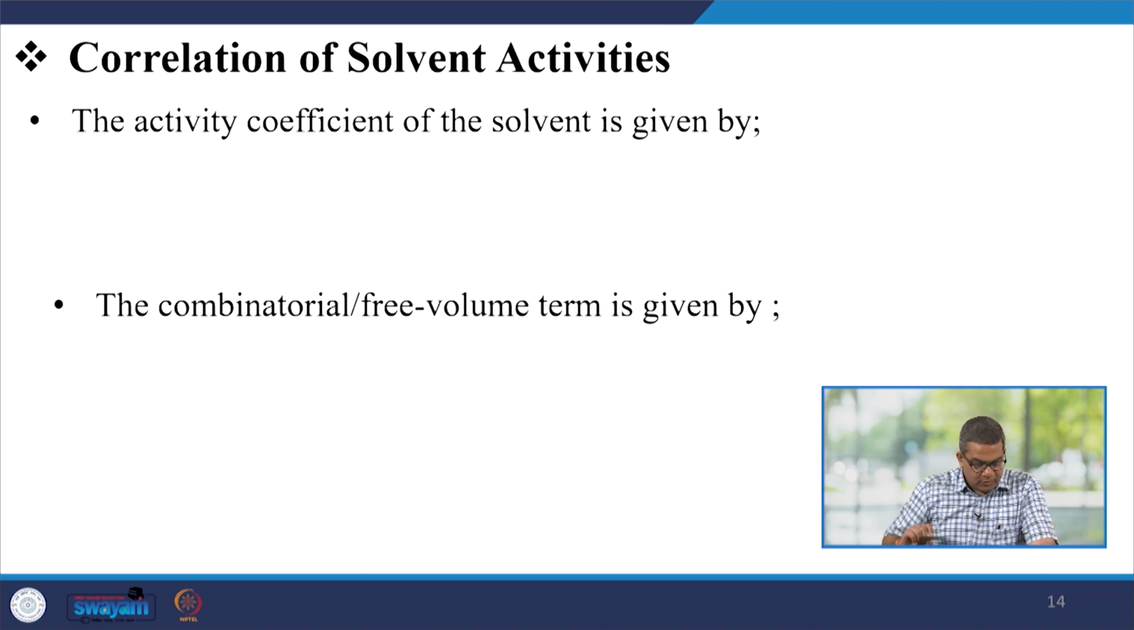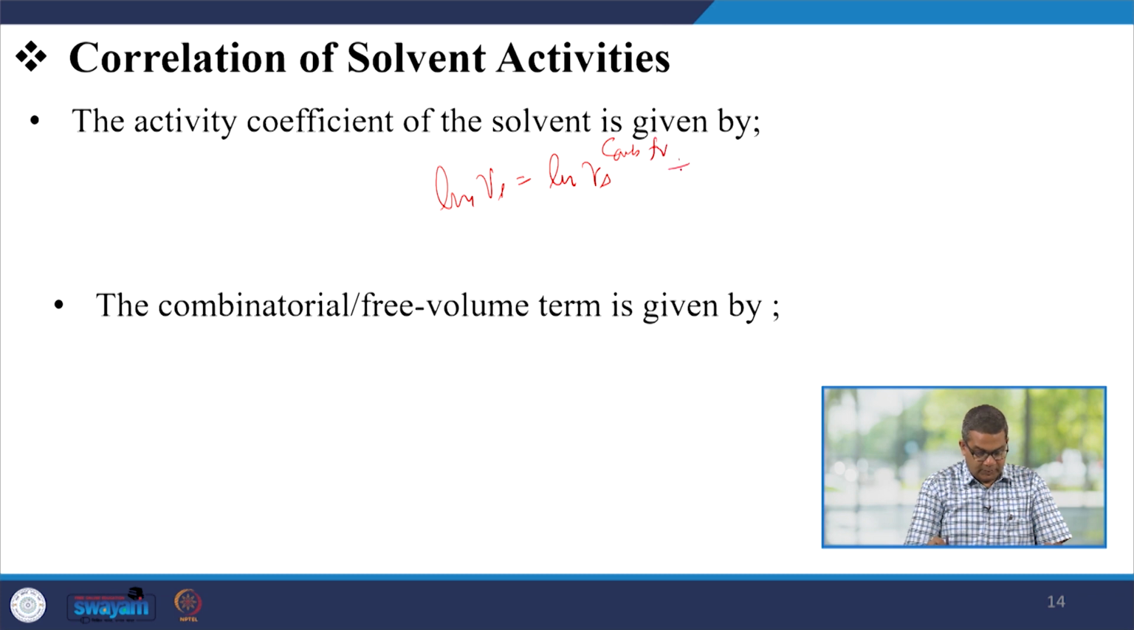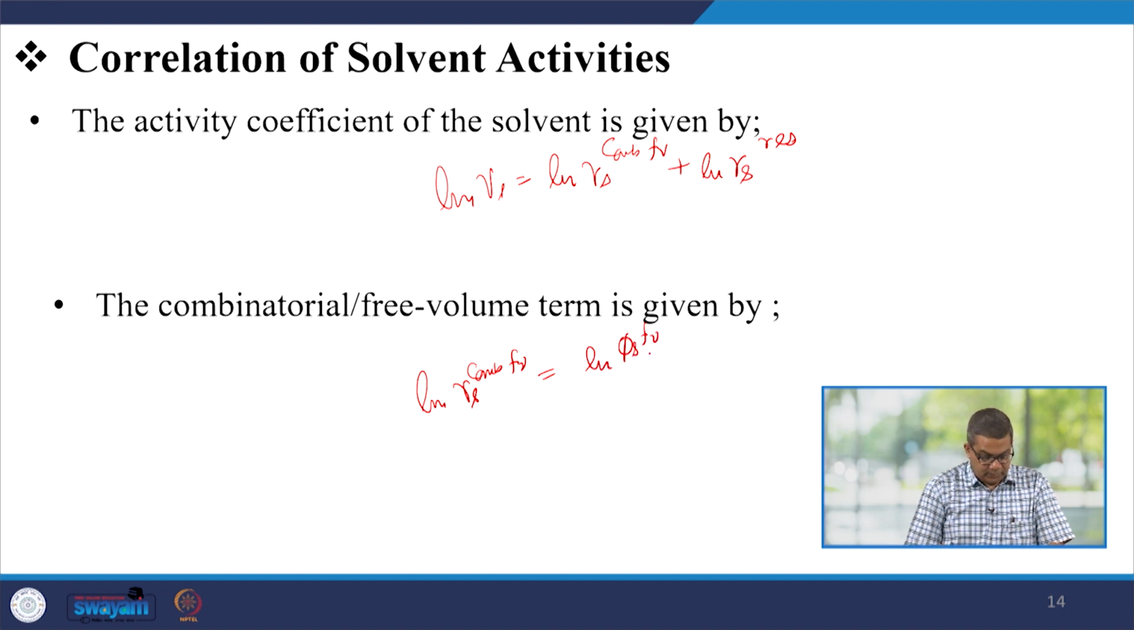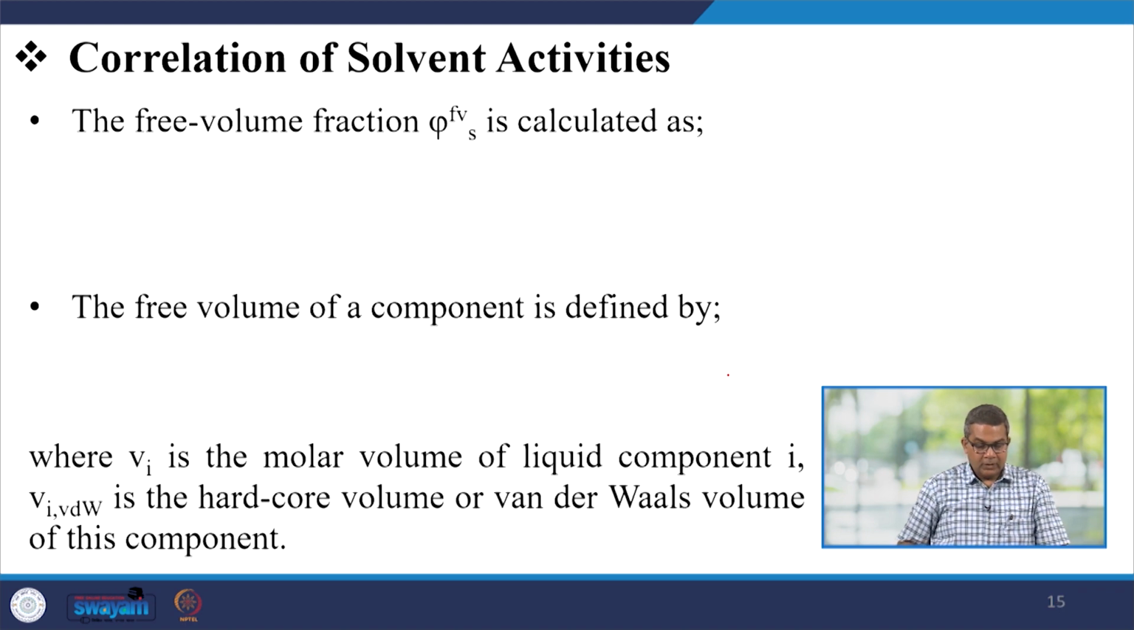The activity coefficient of the solvent is given by ln gamma S is equal to ln gamma S combinatorial free volume plus ln gamma S residual. Now, this combinatorial free volume term is given by ln gamma S combinatorial free volume is equal to ln phi S, this viscosity, over plus 1 minus phi S excess.